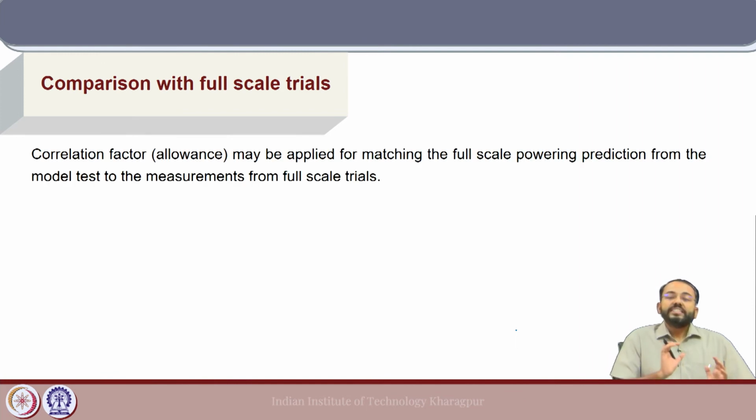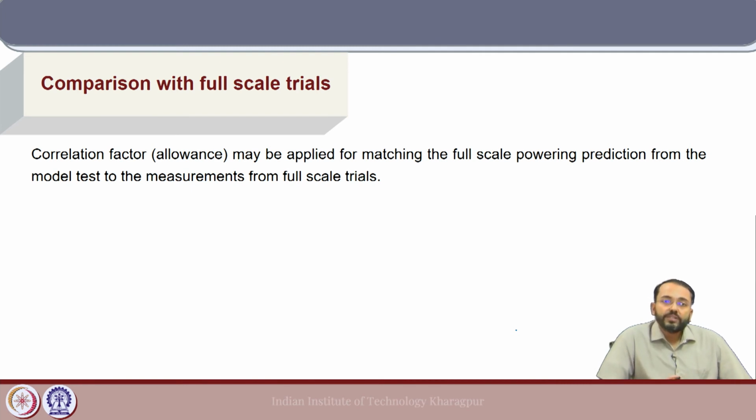Now, this powering calculation that we have just done is based on the model test results, but a correlation factor is also often applied to match these powering predictions from the model test with the measurements that are obtained from full scale trials. Trials means the estimation that is done during the trialing of a new build ship. So, when a ship is built, it has to undergo sea trials for estimation of different parameters for a ship. One of them is the powering performance.